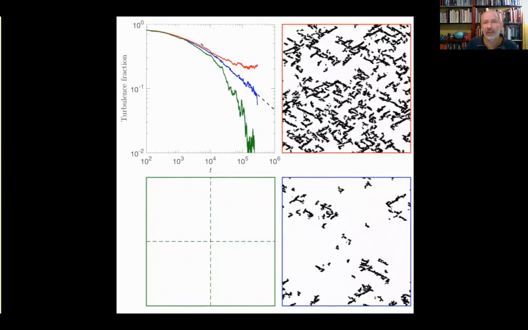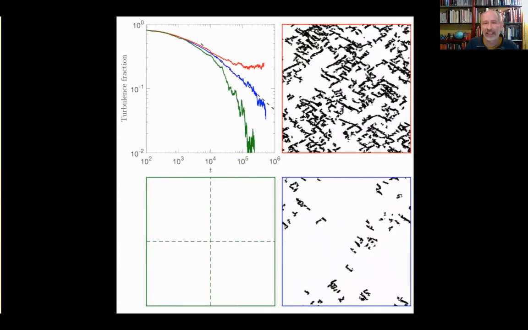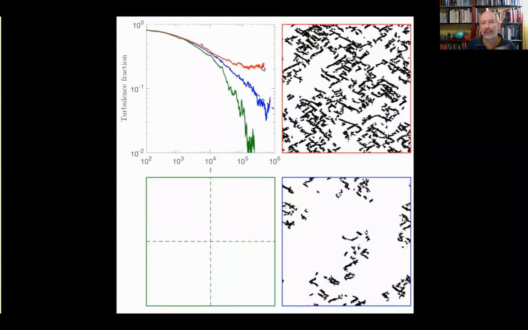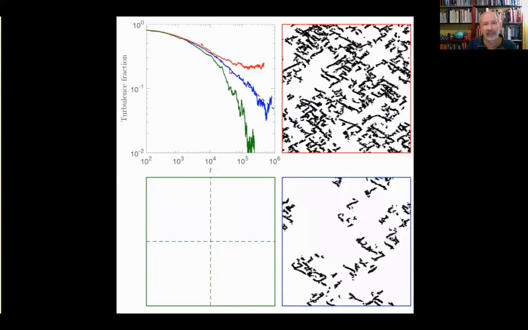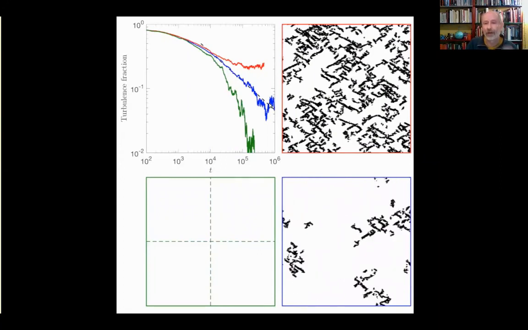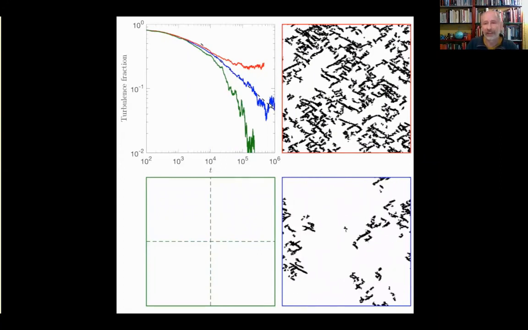Eventually, this red one saturates. Again, it statistically saturates at some finite turbulent fraction. The blue here is decaying very slowly, according to this universal characteristic. It will either eventually fully decay or saturate at some very low value.